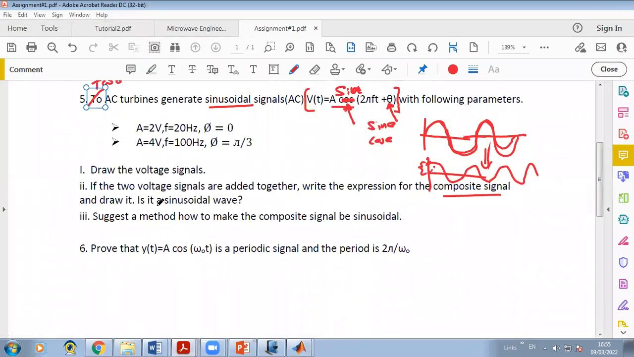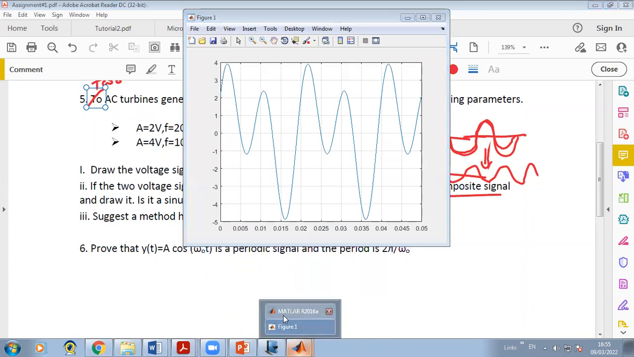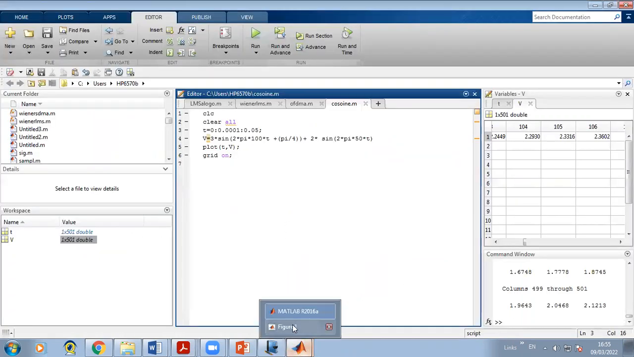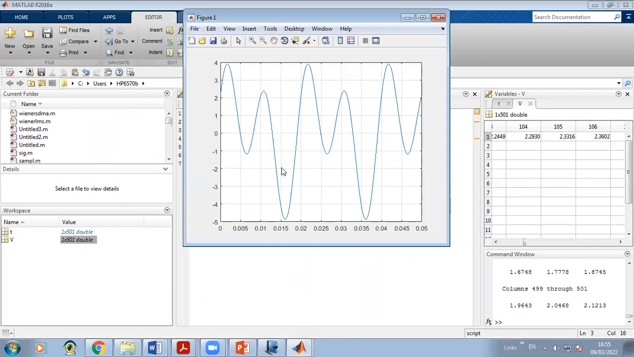And in the next question, you are asked to draw it. Is it a sinusoidal wave? It is not a sinusoidal wave, no? So suggest a method to make the composite signal sinusoidal. So how can anyone tell how we can make this composite signal sinusoidal? Now it is not a sinusoidal signal. So can anyone tell how?